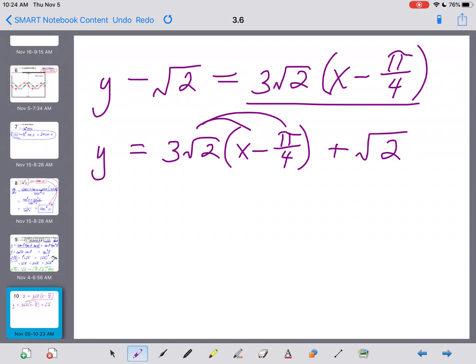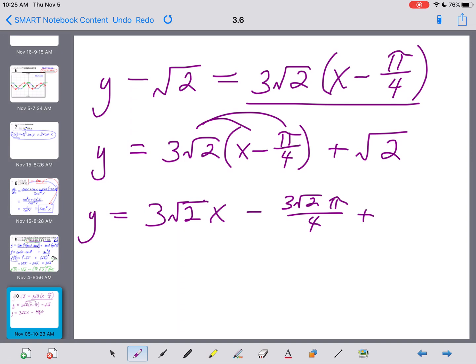I just don't know how much is really going to happen to benefit us here, but let's see. Y would equal 3 root 2, and then we would multiply that by x minus, nothing simplifies here, so this would be like a 3 root 2 times pi over 4, and then a plus root 2 at the end. And guys, I really don't see any point in trying to put those like terms together. So, boy, that's an ugly problem.